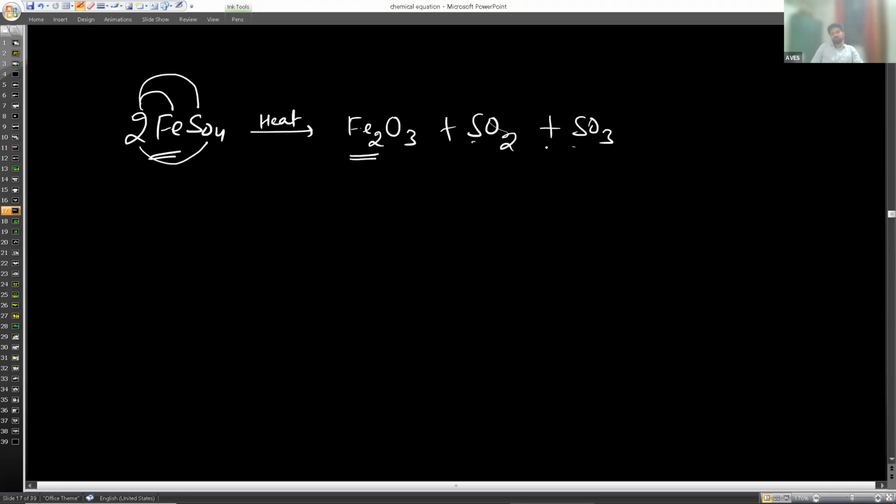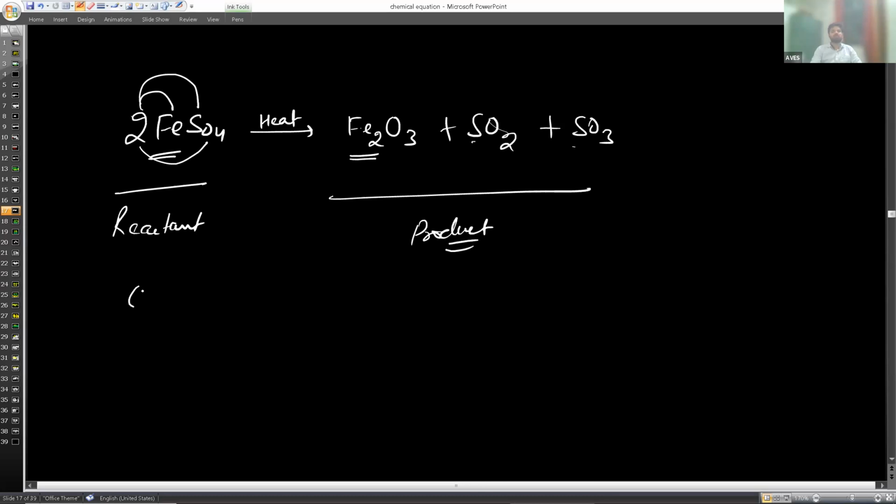Oh, sorry. How many oxygens are there? Calculate oxygens. Oxygen is not balanced. Oxygen is balanced or not balanced? Unbalanced. Oxygen is not balanced. Check how many oxygens are there on the reactant side. This is the reactant side, and this one is the product side.